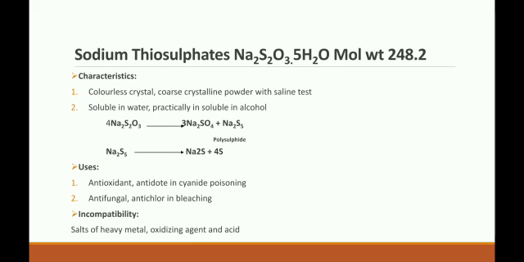The next compound, sodium thiosulfate. Molecular formula is Na2S2O3·5H2O and molecular weight is 248.2. Characteristics. It occurs as colorless crystals or as a coarse crystalline powder with saline taste. It is slightly hygroscopic in moist air and effloresces in dry air and warm air. It is soluble in water and practically insoluble in alcohol. Its solution is neutral or slightly alkaline. In the photographic field it is known as hypo.